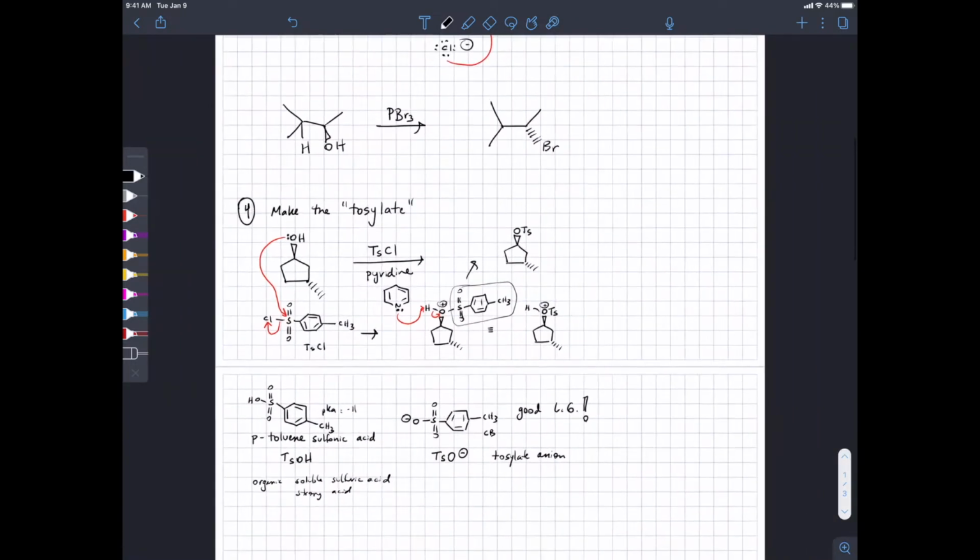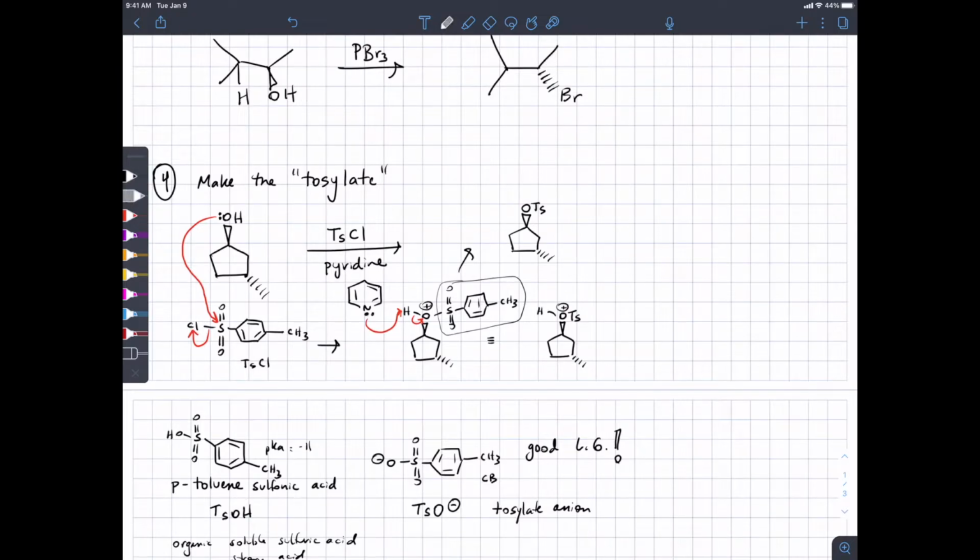Now, notice what we've done here. We have converted OH into a good leaving group, but we haven't changed the stereochemistry, in part because we never had backside attack. OH was the nucleophile here, not the leaving group.